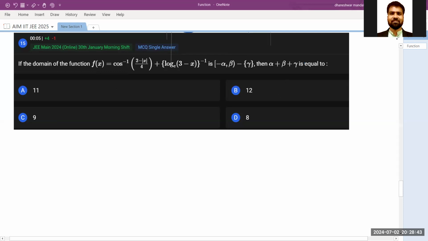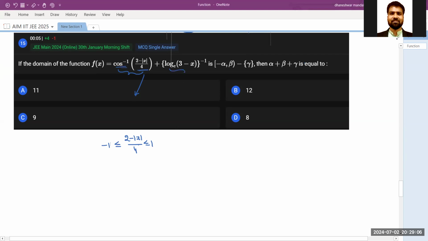See, here we have one term, cos. So what about this term? Can I write 2 minus modulus of x by 4, which lies between minus 1 to 1? Is this clear for this cos? Because inverse is there, that's why this must lie between minus 1 to 1.